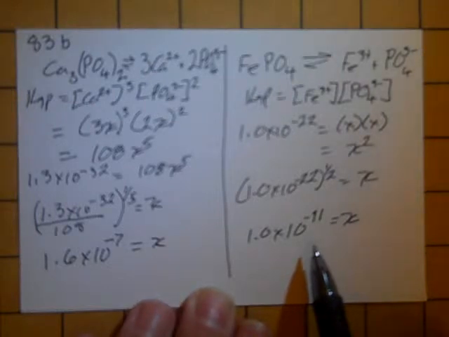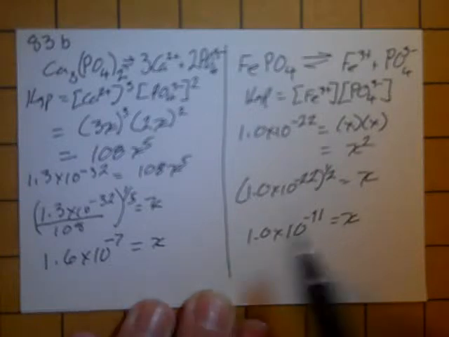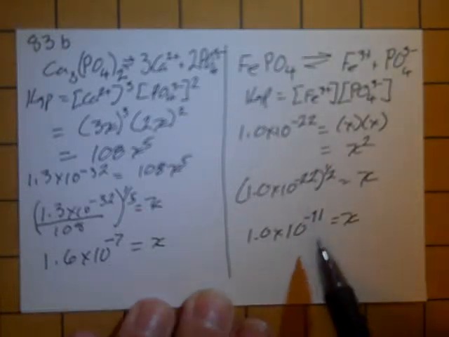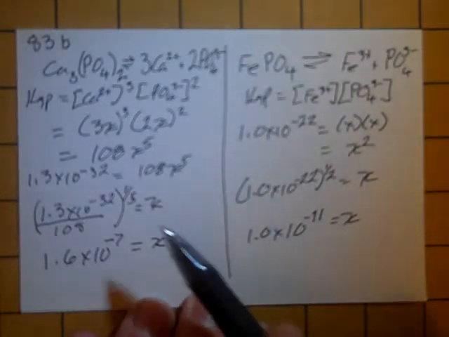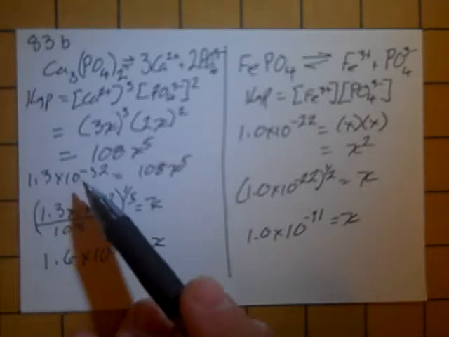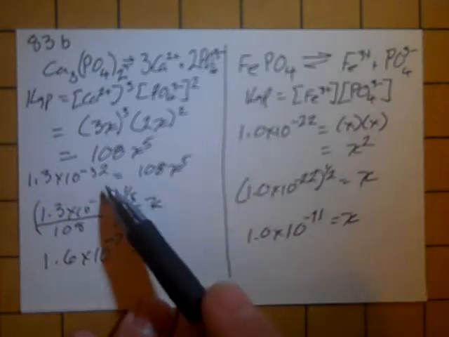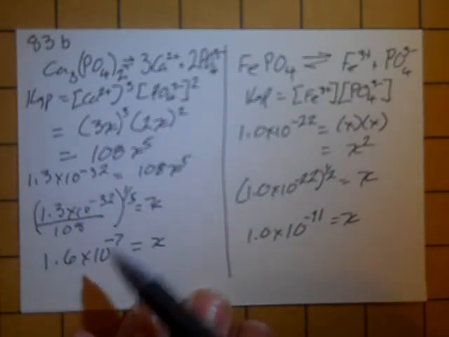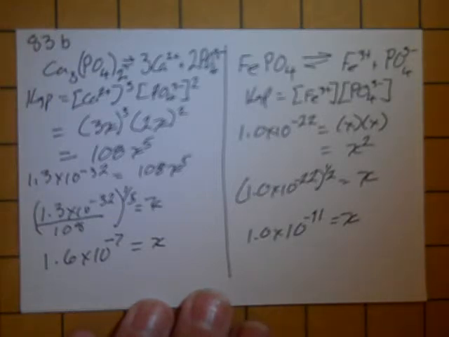So, direct comparison, this is a larger number than this. Calcium phosphate has a greater solubility than ferric phosphate. Notice that when we started, the KSP for calcium phosphate was a smaller number. But because of the extra ions and the interaction, more of it will dissolve in water than iron phosphate will dissolve.